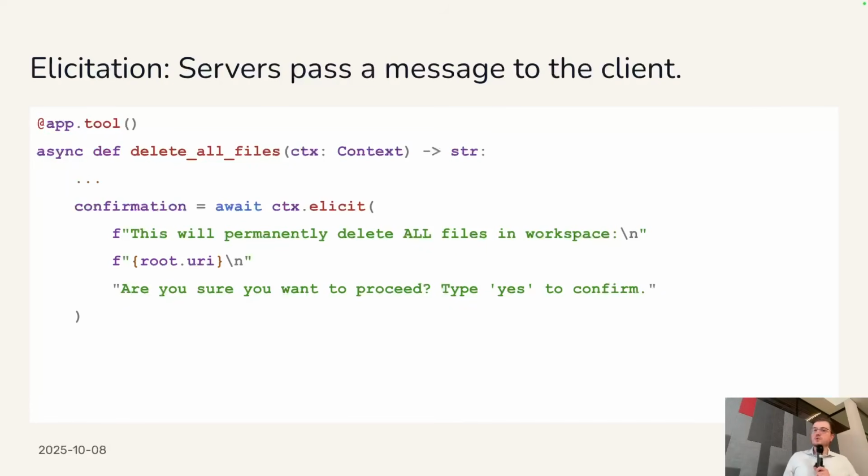Right, how do you do elicitations? In the code of the tool, it's very simple. You import this fancy context parameter, which is magic for the MCP that then injects context. And then you get this elicit method that you can call. And then you can ask, this will permanently delete all files in the workspace. Are you sure you want to proceed?